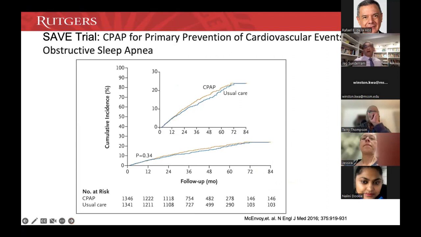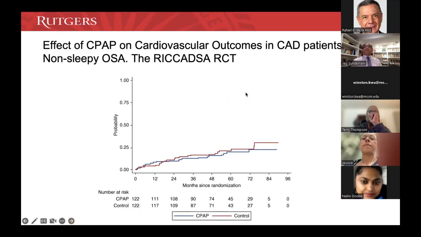However, when you looked at RCTs, the first RCT that came out in 2016 that everybody is aware of, the SAVE trial, was looking at primary prevention of cardiovascular events in OSA. We could not demonstrate any difference with the use of CPAP in this population, looking at over 1,300 people treated with CPAP compared to 1,300 who got usual care. Similarly, for the secondary prevention of coronary artery disease, looking at a subset who were not sleepy, the RICCADSA RCT again showed no difference whether you used CPAP or were in the control arm.